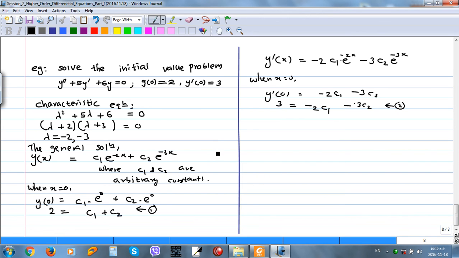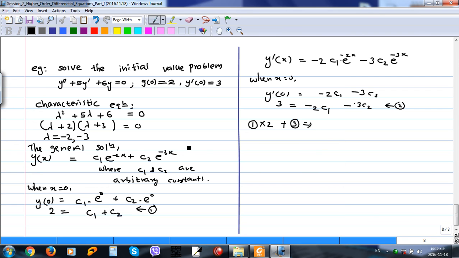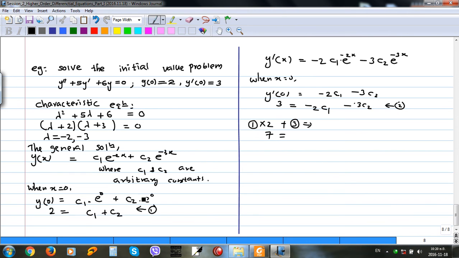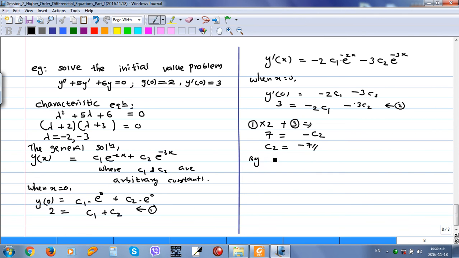Here what we can do: first equation multiplied by 2, then add to the second equation. So 4 plus 3, that is 7, equals 2c1 cancelled, 2c2, then minus 3c2 comes, so c2 equals minus 7. Then by the first equation we can find c1, since c2 is minus 7, c1 equals 9.